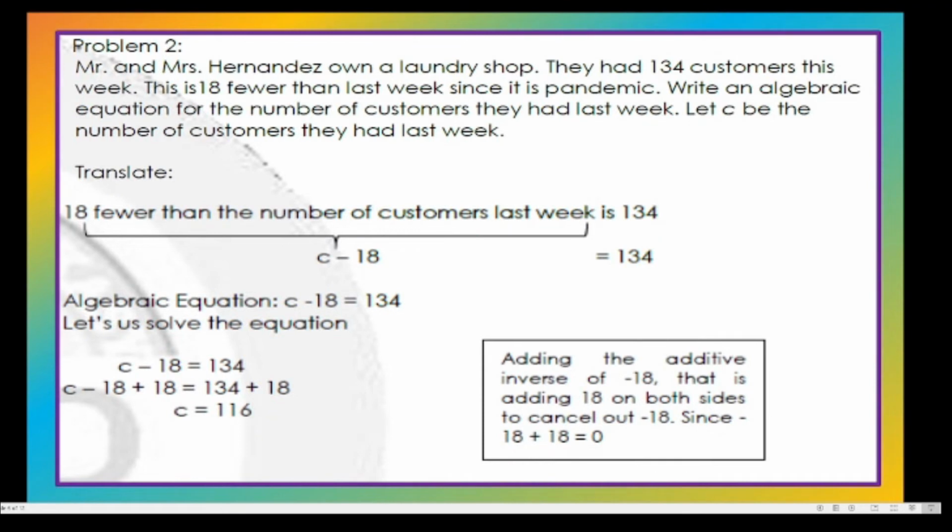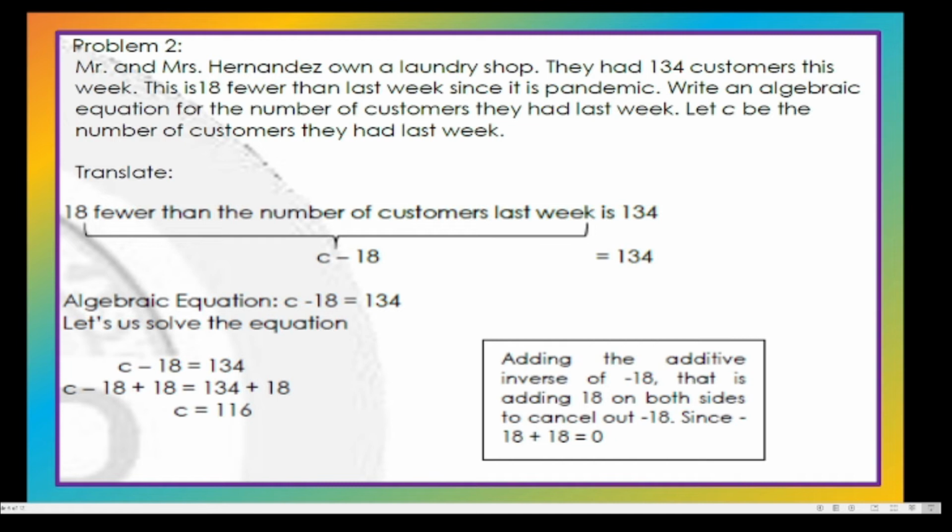Okay, problem number 2. Mr. and Mrs. Hernandez own a laundry shop. They had 134 customers this week. This is 18 fewer than last week since it is a pandemic. Write an algebraic equation for the number of customers they had last week. Let C be the number of customers they had last week. C stands for the customers. So 18 fewer than the number of customers last week is equal to 134.